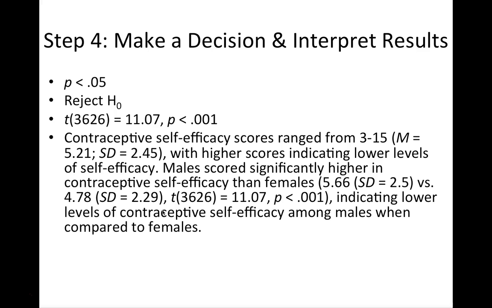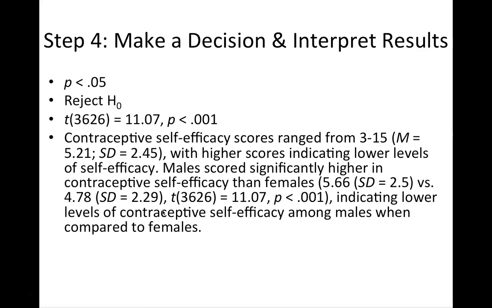And if we were to write this up, we could obviously write it in a variety of different ways, but we'd want to give some information about what the scale scores are. So contraceptive self-efficacy scores range from 3 to 15. Here's the mean for the entire sample and the standard deviation for the entire sample, with higher scores indicating lower levels of self-efficacy. So again, this is why we always need to remember how the scale is scored and what those scores mean.